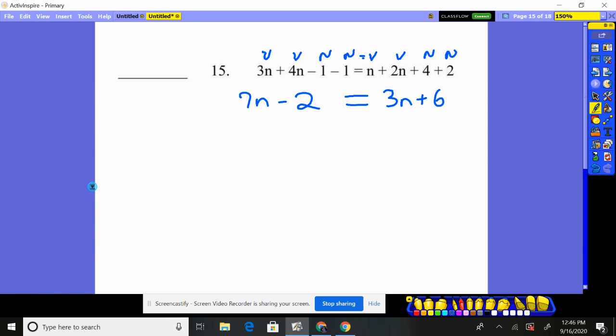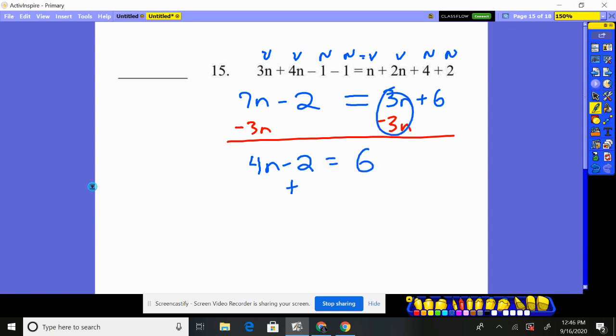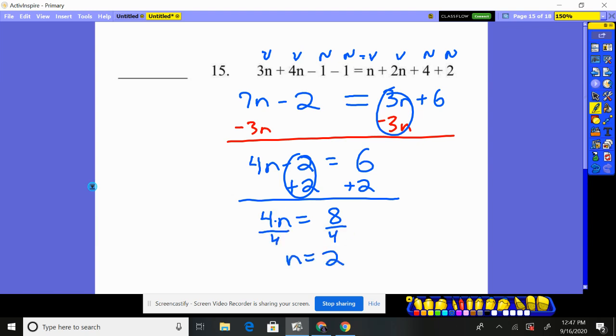Let's move the smaller variable over. So in this case, I'm going to move the 3n over. That gives me 4n, take away 2 equals, that goes away, 6. I'm now going to add 2, 4n, that goes away. 8 comes out a pretty answer. Divide both sides by 4, and n is equal to 2.